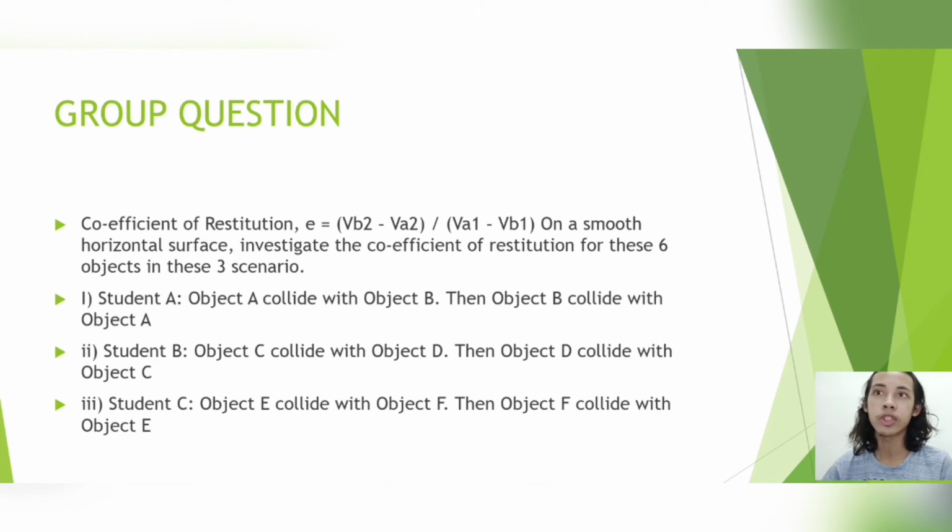I want to talk about our group question. The coefficient of restitution, E equals VB2 minus VA2 over VA1 minus VB1, on a smooth horizontal surface. Investigate the coefficient of restitution for these six objects in three scenarios. Number one is student A: object A collides with object B, then object B collides with object A. Student B: object C collides with object D, then object D collides with object C. Student C: object E collides with object F, then object F collides with object E.